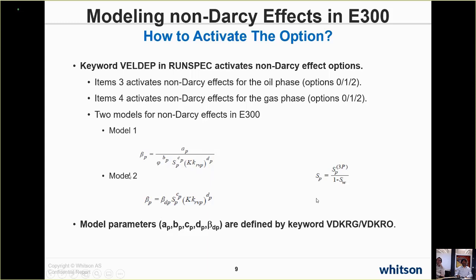So in model number 2, this beta phase is beta DP, SP, and this one. DP is this single phase gas beta. If you have done a single phase gas permeability experiment, then we get beta from fitting of those data.